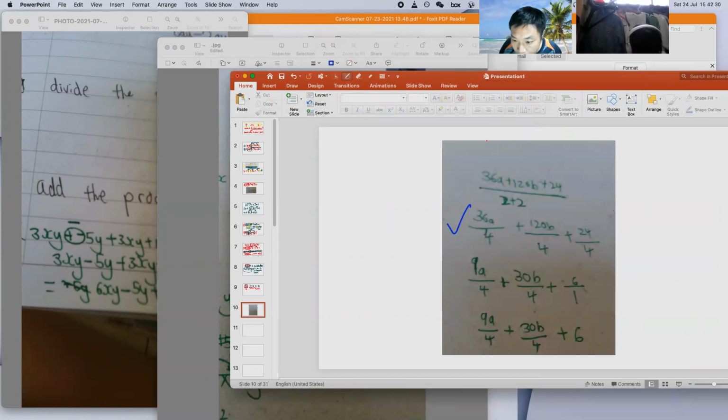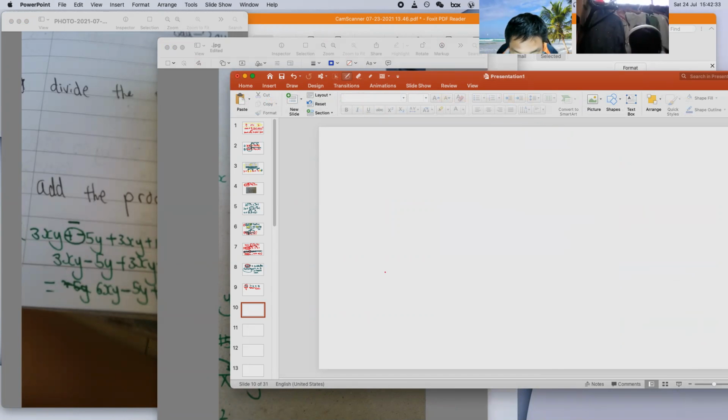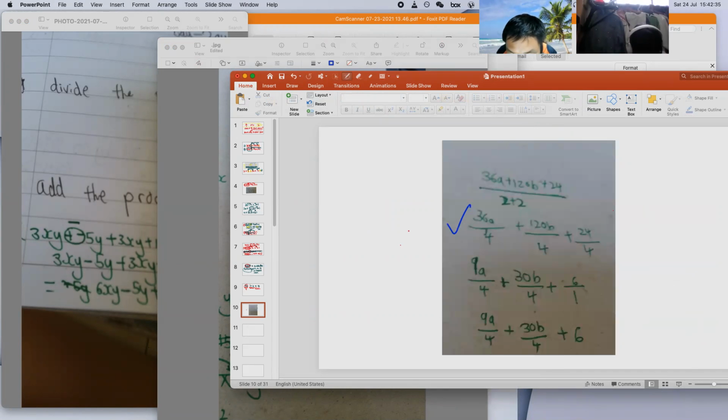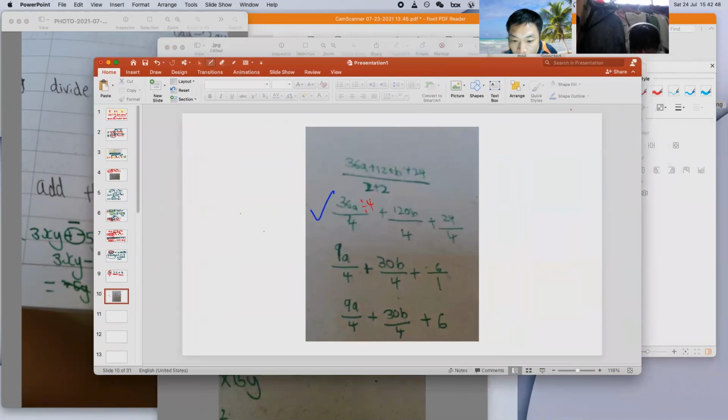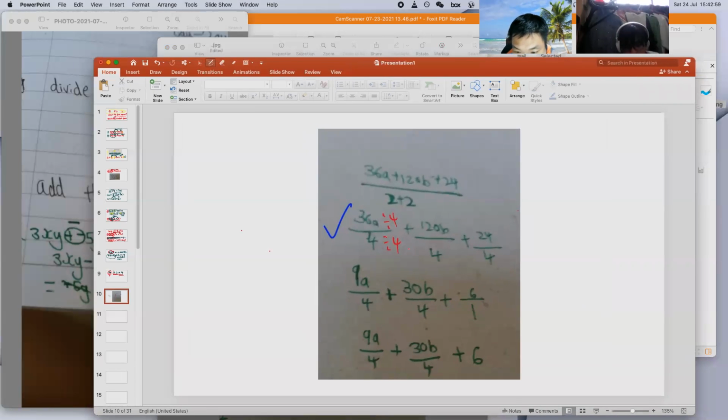Okay, good. So basically what you have done here is you divide by 4 here, right? Am I right? Yeah. Okay. So when you divide by 4 on top, do you need to divide by 4 below?